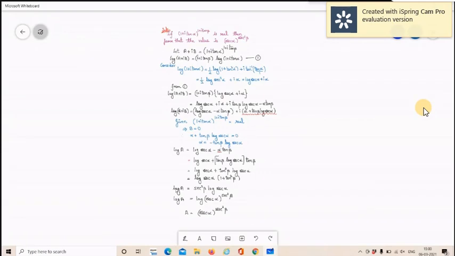If you want me to repeat any step, let me know and I will do that. If you all are comfortable, then put it in the chat box so I can proceed further.